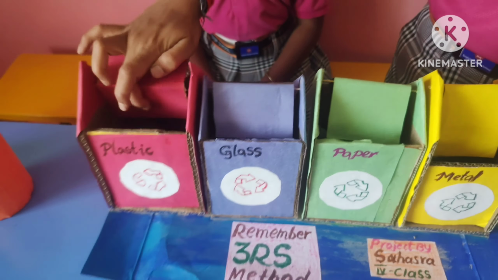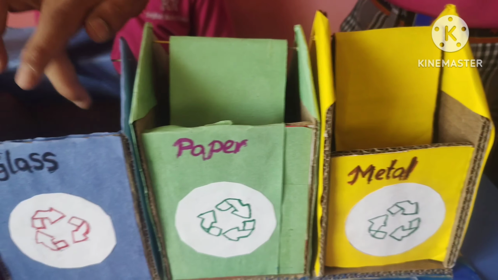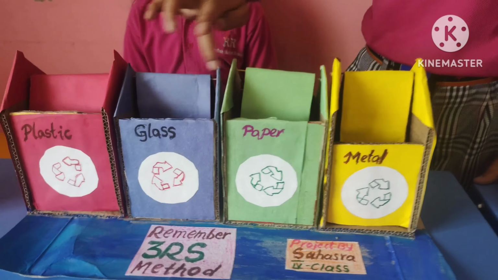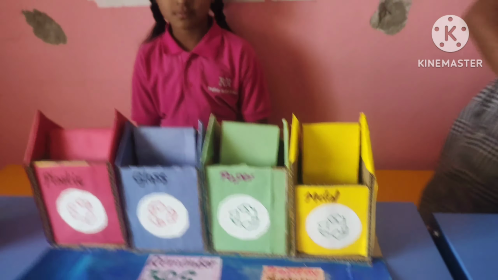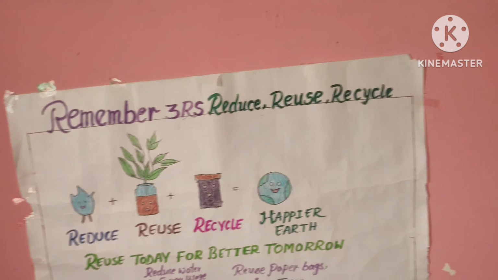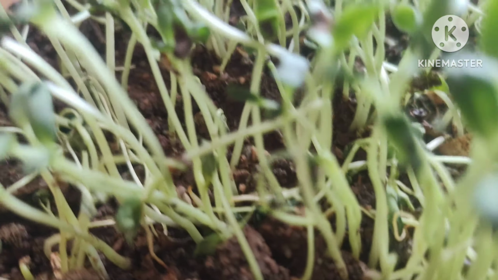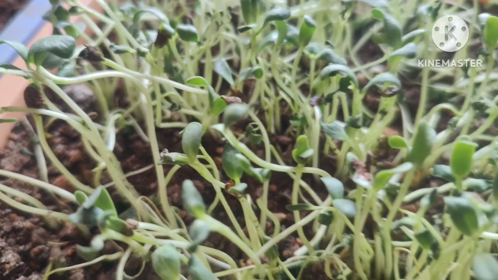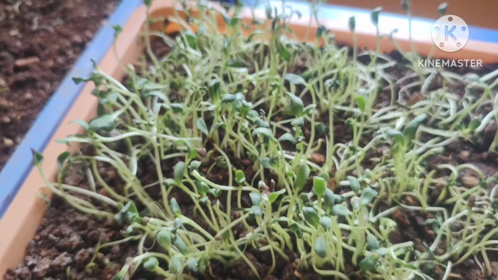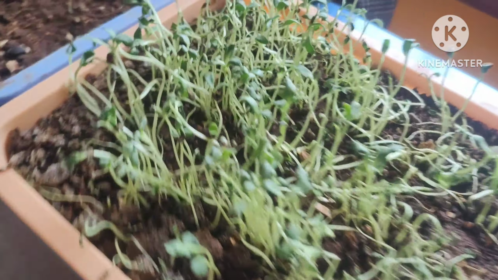Fourth class children are going to exhibit the 3Rs method, that is reduce, reuse, recycle, model making, how to save our environment. They have presented the chart and how to save our environment by using natural fertilizers instead of chemical fertilizers.